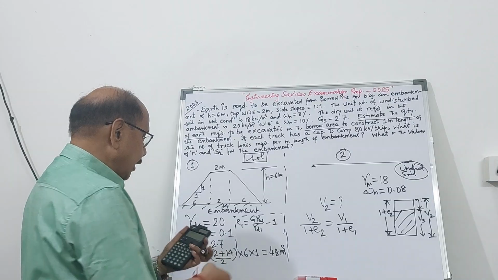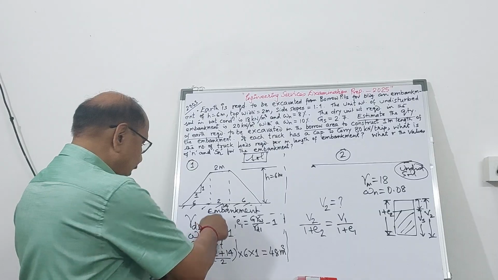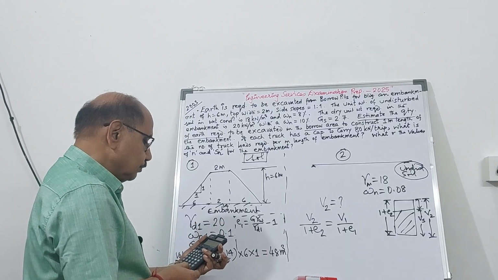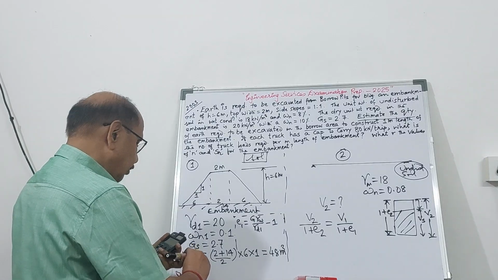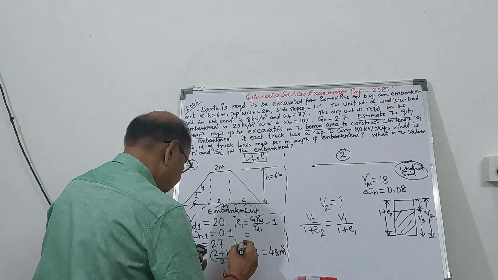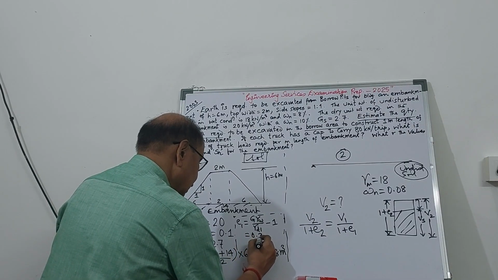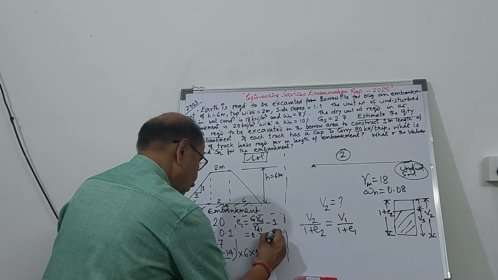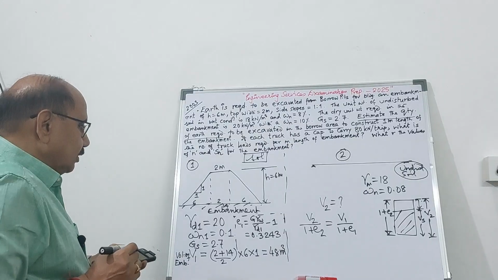Gamma W is 9.81, divided by gamma D1 which is 20, minus 1. So E1 comes out to be 0.3243. This is the value of E1.